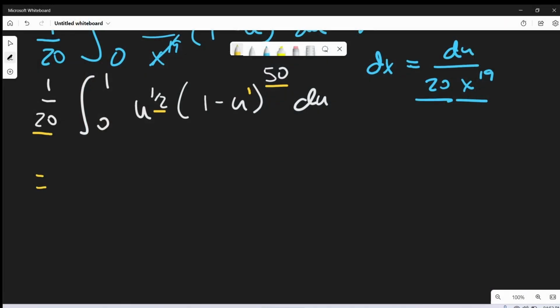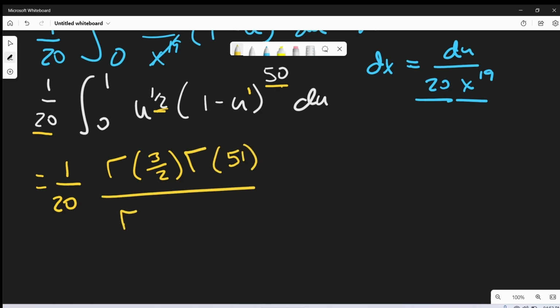So we're going to keep our 1 over 20. Now, the way the formula works is it's 1 greater than these powers. So for our first value, like our z1 value, it's going to be 1/2 plus 1. So we're going to be looking for the gamma of 3/2. Then 1 plus 50 here, so we're going to have gamma of 51. And then we're just going to sum these two values together, 51 plus 3/2. I'm going to write this as 52 plus 1/2.